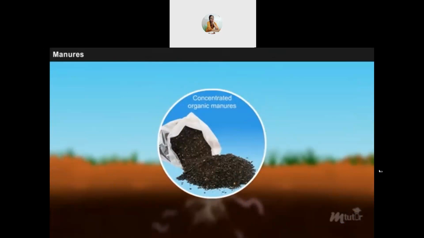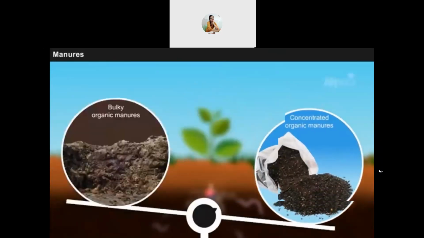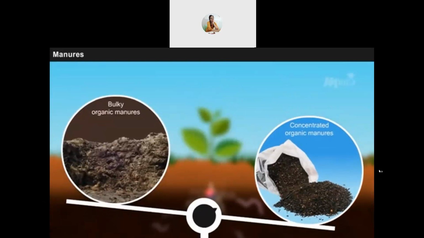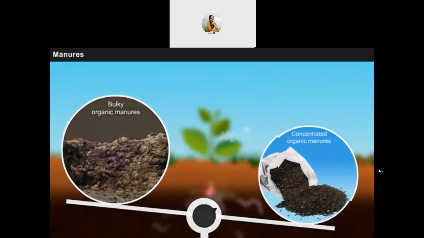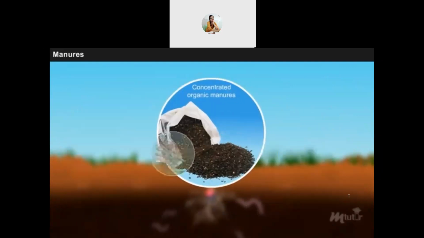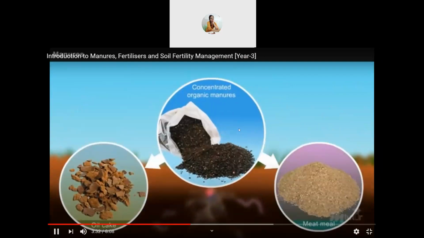Concentrated organic manures have high amounts of plant nutrients compared to the bulky organic manures. So, the requirement is very minimal. Some of the examples are oil cake, meat meal, etc.